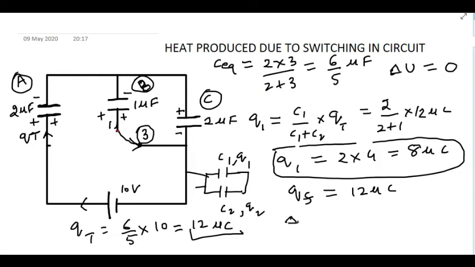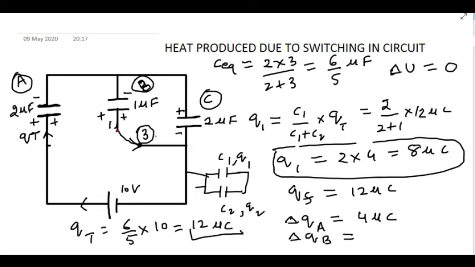So delta QA is equal to, initially it was 8 microcoulomb, finally it was 12 microcoulomb. So I will write here the change is 4 microcoulomb. Now what is the change associated with the second one? The change associated with the second, which is the 1 microfarad capacitor, will be equal to, what will be the change?